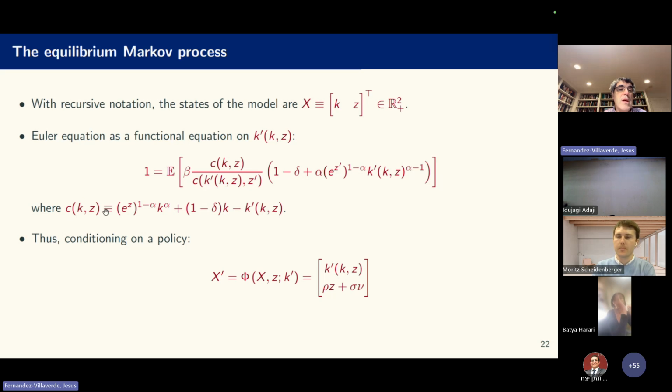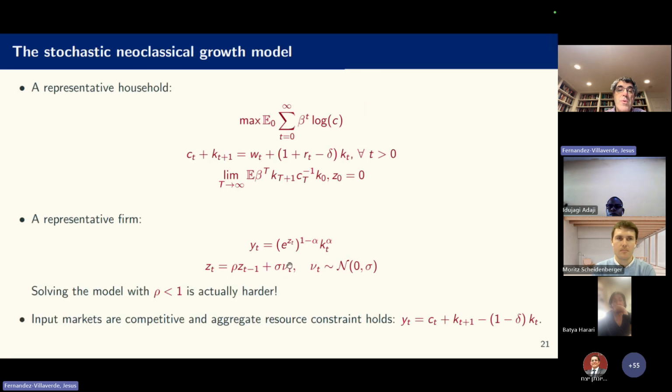And I have that consumption is just equal to the resource constraint minus what we invest. That means that for the law of motion, imagine that I come up with a policy for consumption and for capital. So I'm going to be looking for this decision rule for capital, and conditional on this decision rule for capital, what I'm going to have is this law of motion for the states, where the first dimension is just the policy function and the second dimension is just the exogenous law of motion for productivity over here.